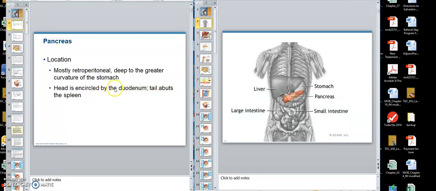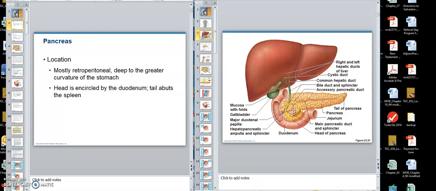So in other words, the pancreas has a head, a body, and a tail. Let's look at that. Tail of pancreas, body, head of pancreas. Okay.